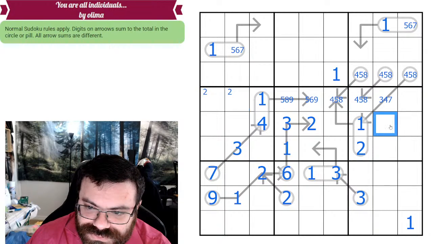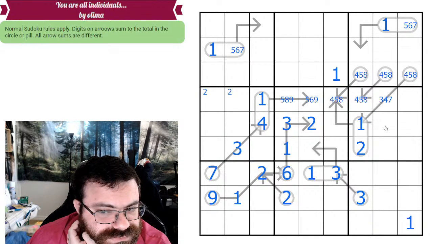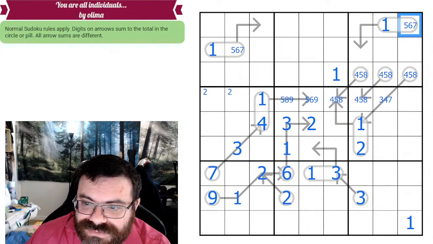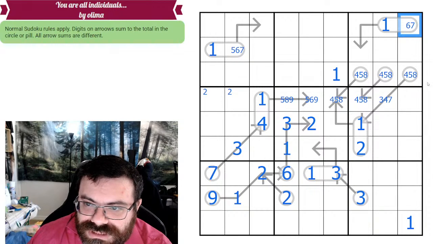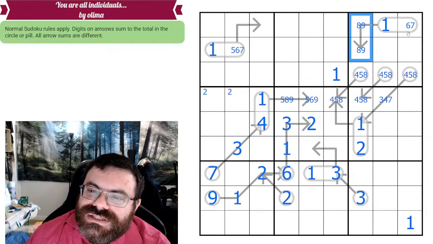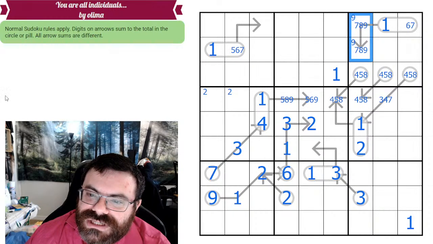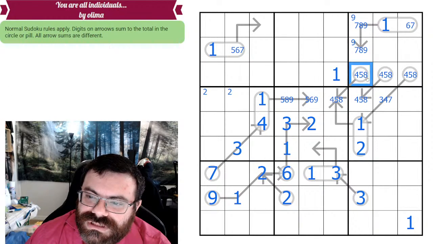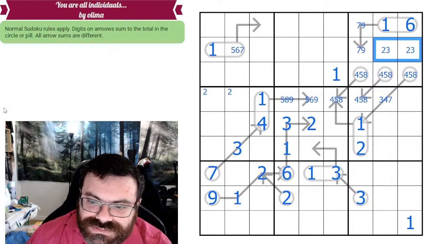One of these is a 2. 4, 5, 8 means that's not a 5. 17 is obviously 8, 9. 16 has to be 7, 9. There's always a 9. Can't use 8, so it is 7, 9. So that's a 6. And this is 2, 3.